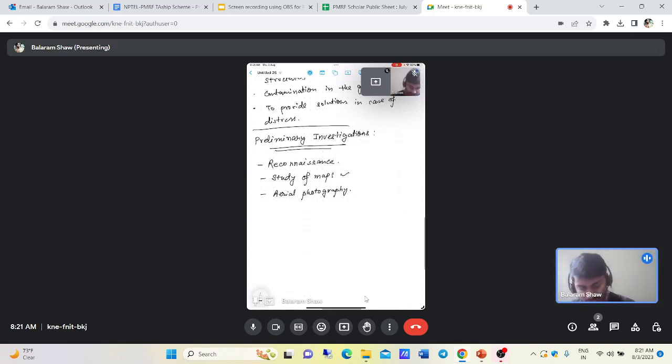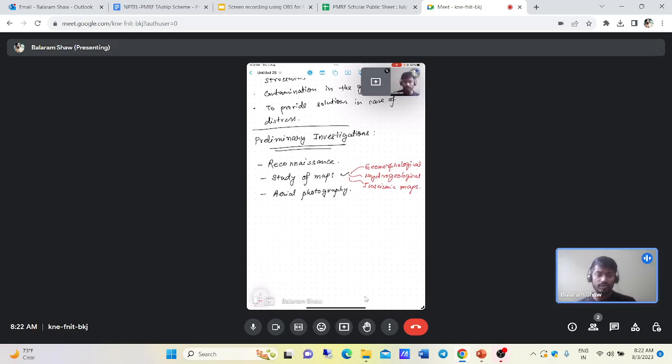Next is the study of maps. In the study of maps, we get the information about the surface and the subsurface conditions that are available in the form of maps. Okay, so we study geomorphological maps, then hydrogeological maps, then isoseismic maps. Based on the projects, we select which maps we need to study, and then based on that we can give some information, right?